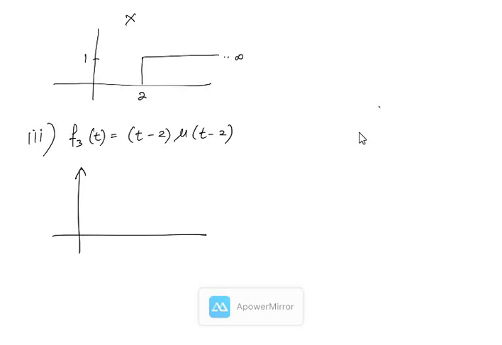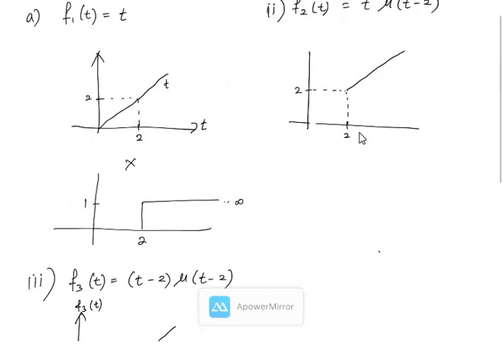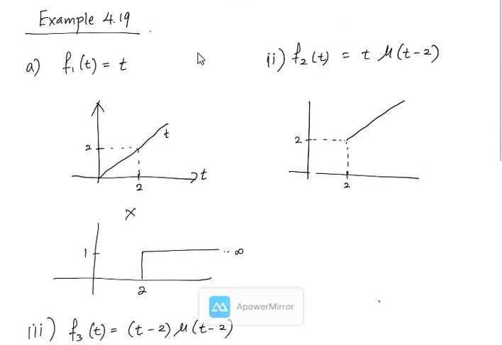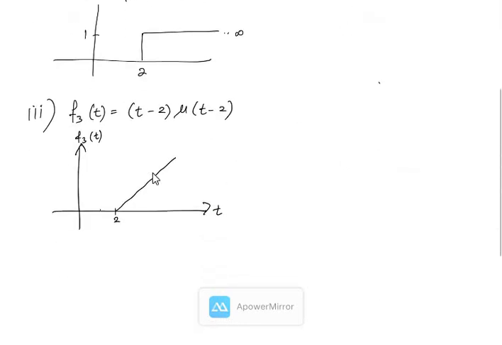So starting from 2, we shift everything 2 units to the right. Okay, so this is the f3(t). Do you understand now? Initially we have the graph like this. If we move this whole graph to the right-hand side 2 units, the graph will be like this.